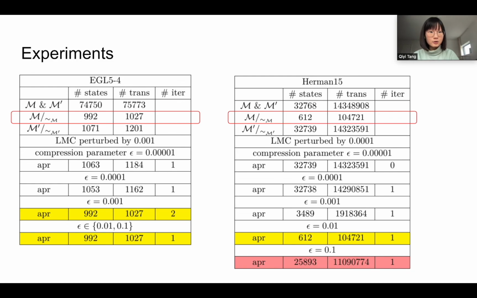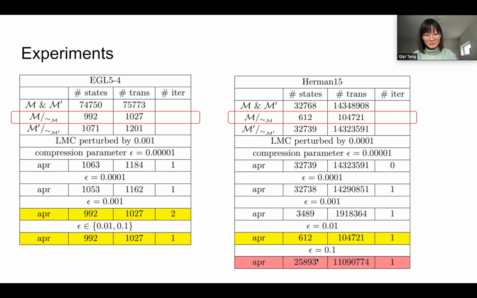On the right is the table showing the experimental results for another LMC which models Hermann's self-stabilization algorithm. The exact quotient of this LMC has 612 states and more than 100,000 transitions. We then perturb this LMC by an error parameter 0.0001, and we run our minimization algorithm using various compression parameters epsilon. As can be seen in the row highlighted in yellow, when the compression parameter epsilon is 0.01, the final approximate quotient has the same number of states and the same number of transitions as the exact quotient of the original system.